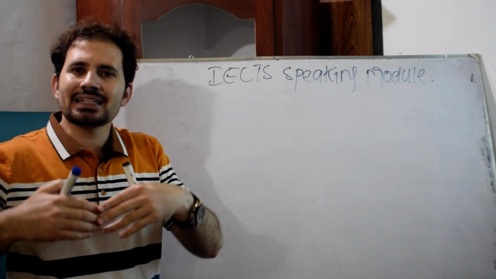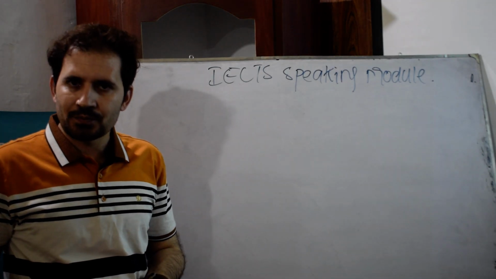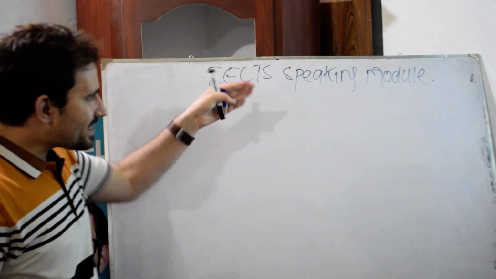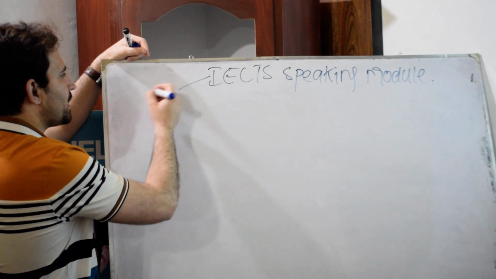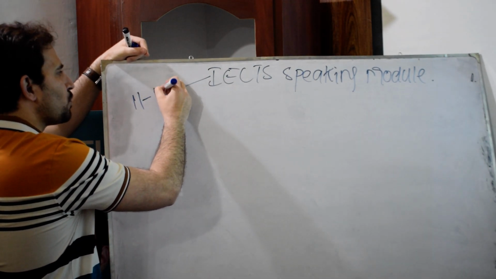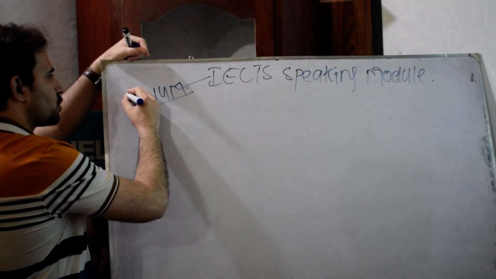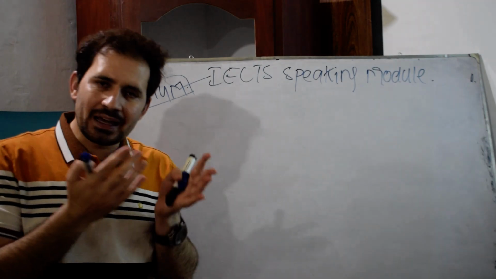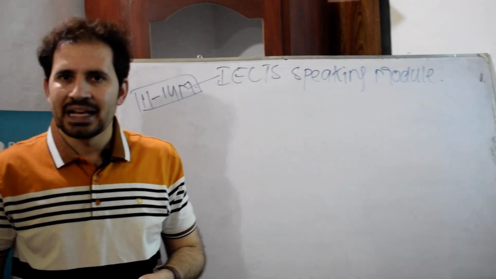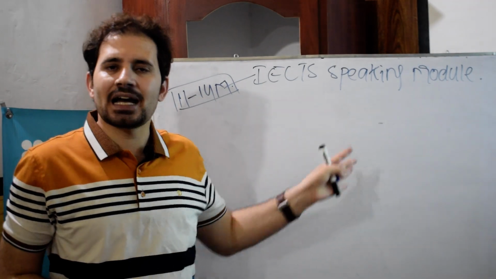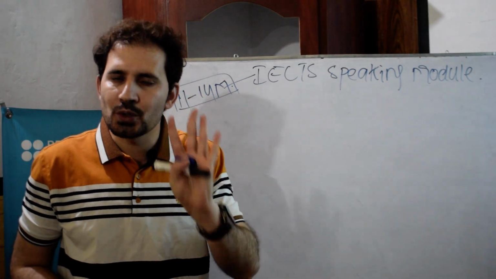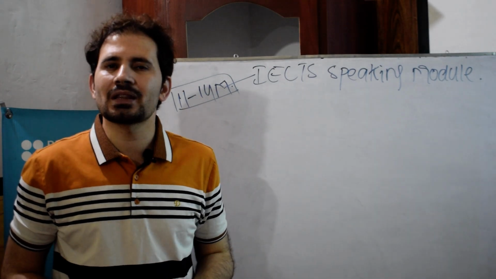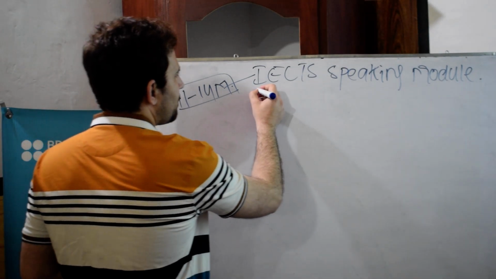Speaking is a type of interview between the examiner and the candidate. This is a one-to-one interview, and it will last from 11 to almost 14 minutes. Within this time you will pass through three different parts. In IELTS we call them parts. Number one, we call it part 1.